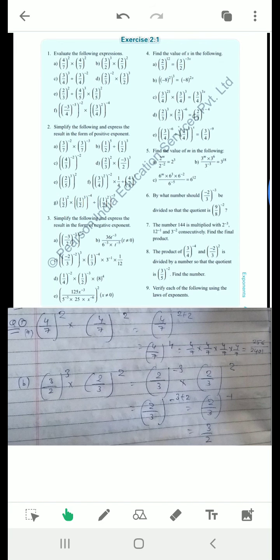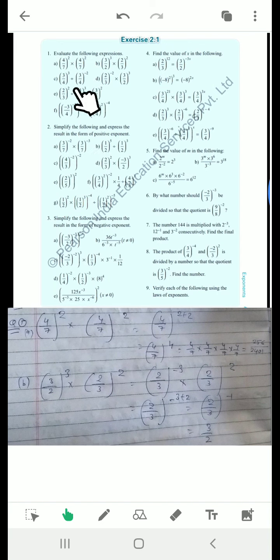Evaluate the following expression. Evaluate means you have to find the complete solution. You need not write the answer in exponent form; you have to write the solution. In the answer sheet of this chapter, the answers are given in exponent form, but this question clearly says evaluate the following. That means you have to write the complete answer. Like I solved some questions from question number 1.